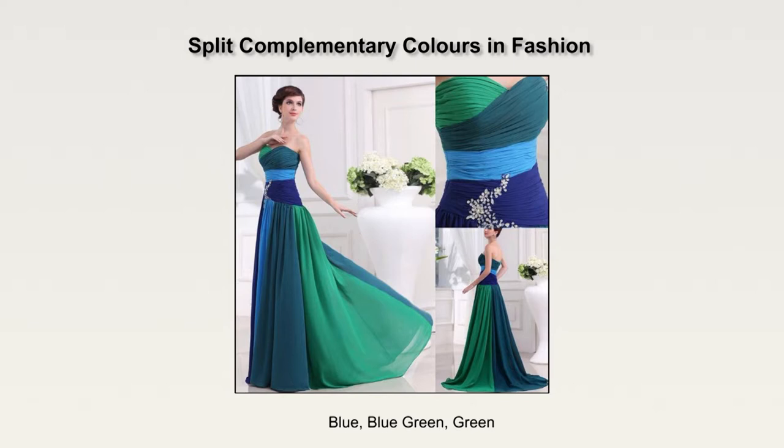While basic color complements are those which are right opposite the color wheel, adjacent complements are the three colors right next to your royal blue. They are blue, blue-green and green.